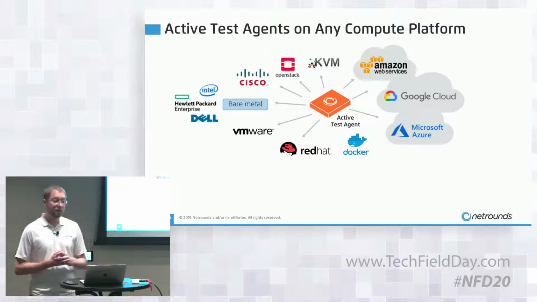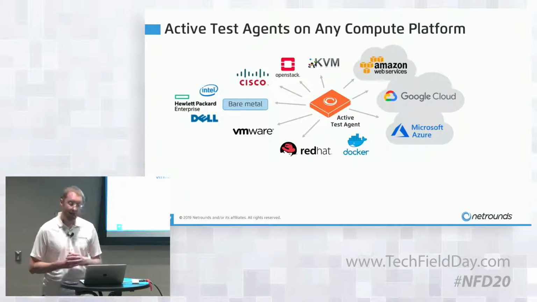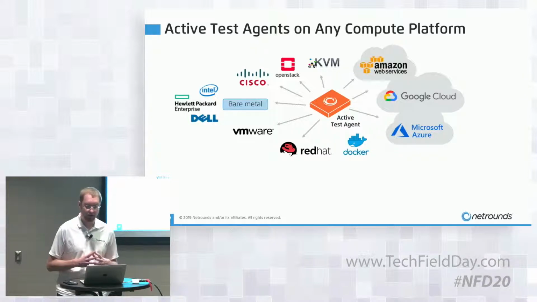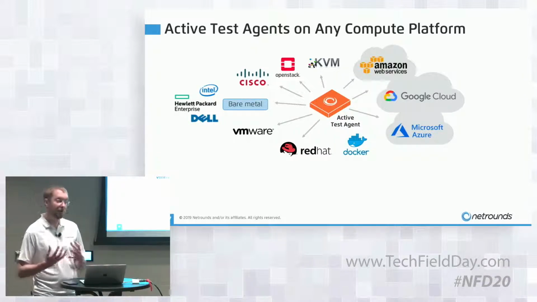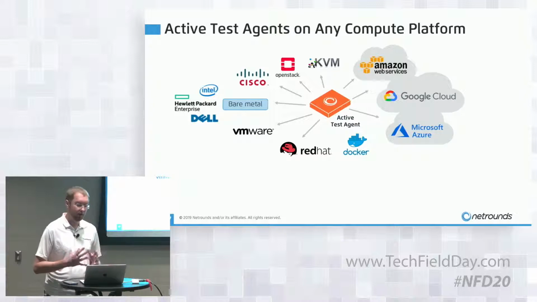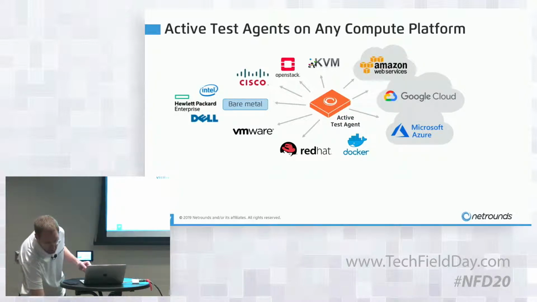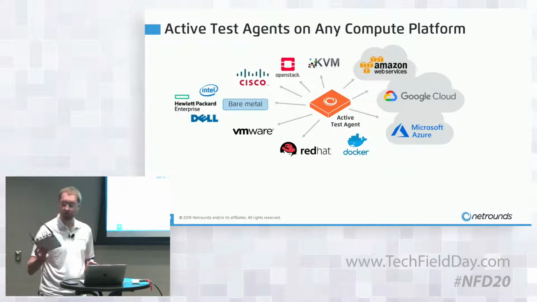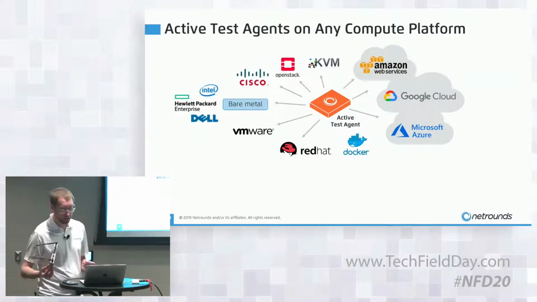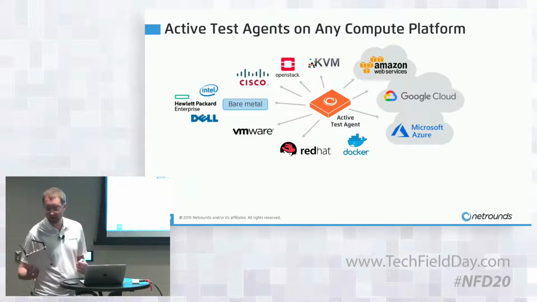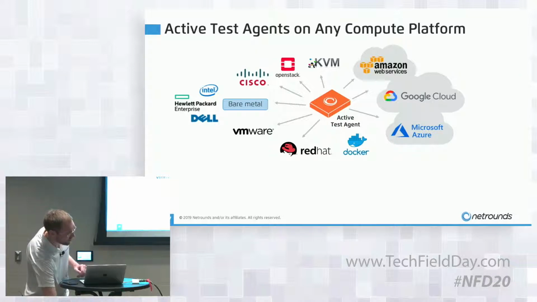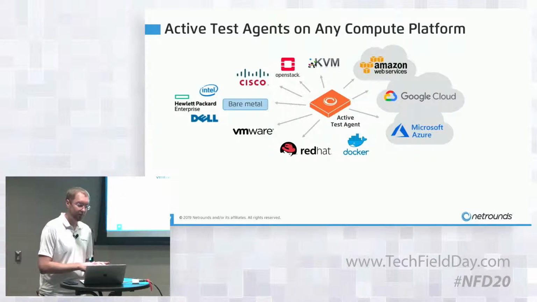The test agents are, as I said, in the base, a software. So we run as a virtual machine on KVM, VMware, OpenStack, and a number of Cisco platforms. But it's also possible to run it as bare metal software on a normal HP, Intel, or Dell server. We also provide a COTS option, which is the same test agent but running on certified and well-tested hardware. But it's the same software as you would run on the hypervisor or on another bare metal server.